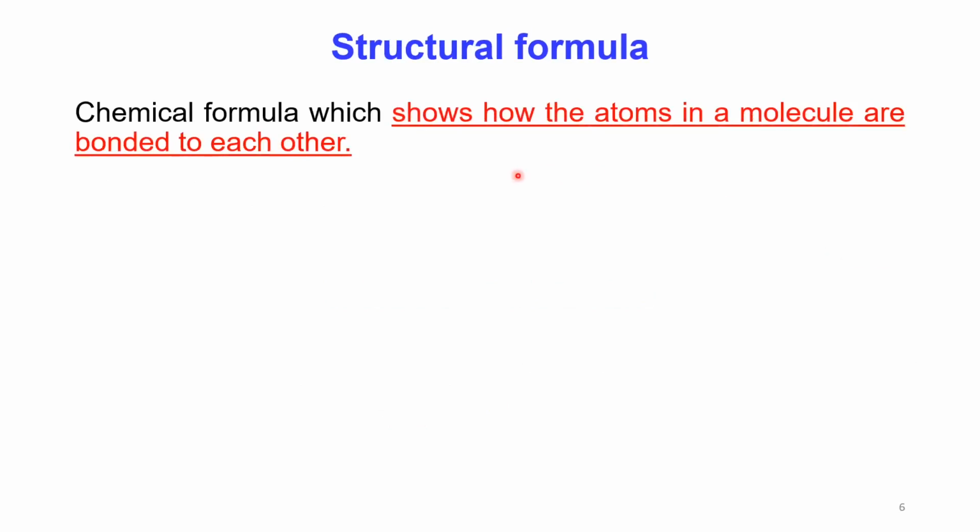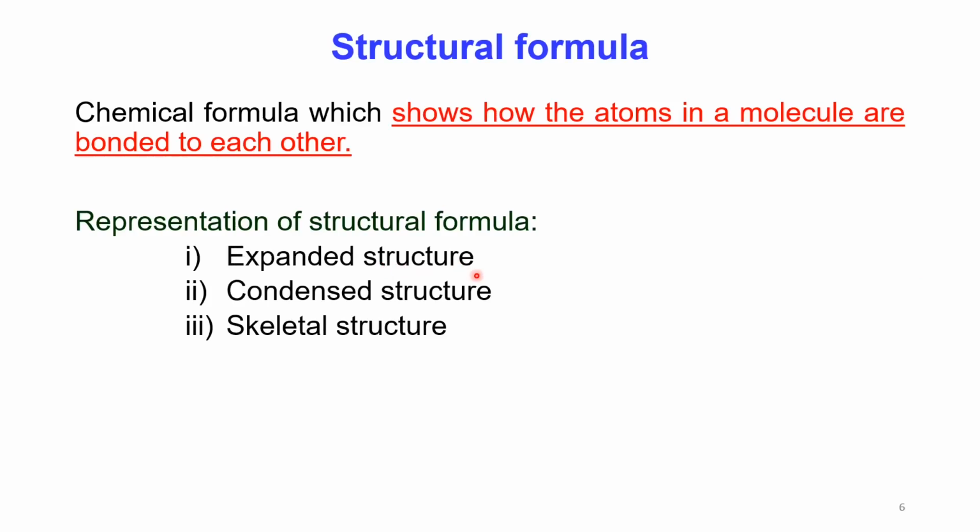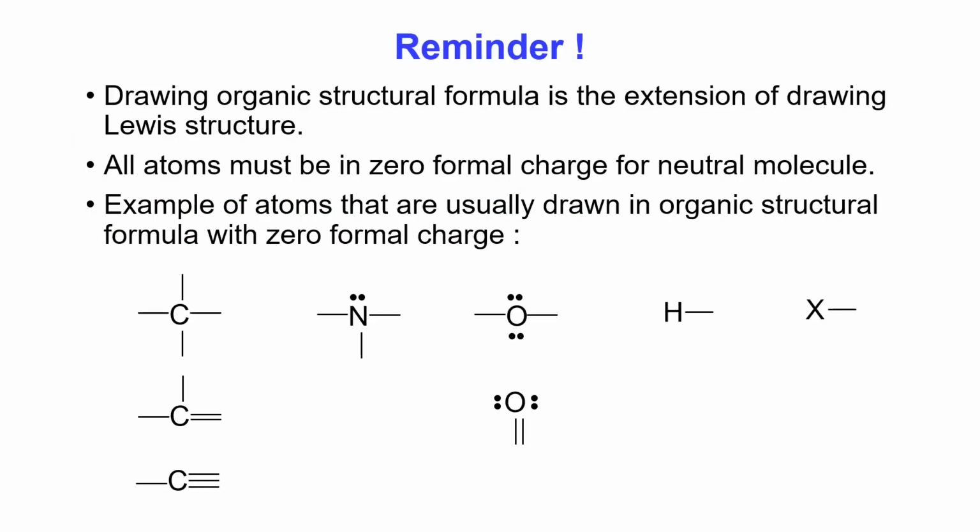So now we look at the structural formula. This is the definition for structural formula: a chemical formula which shows how the atoms in a molecule are bonded to each other. The representations of structural formula are expanded structure, condensed structure, and skeletal structure. After this, I will show you how to write the structural formula by using these three structures.